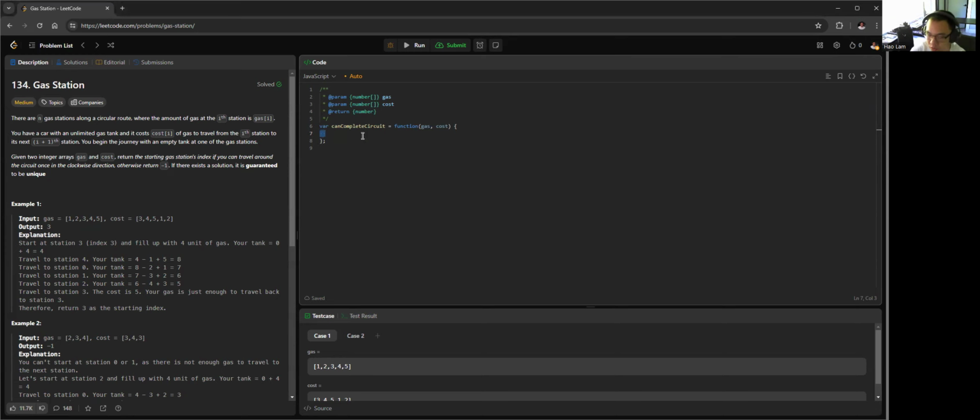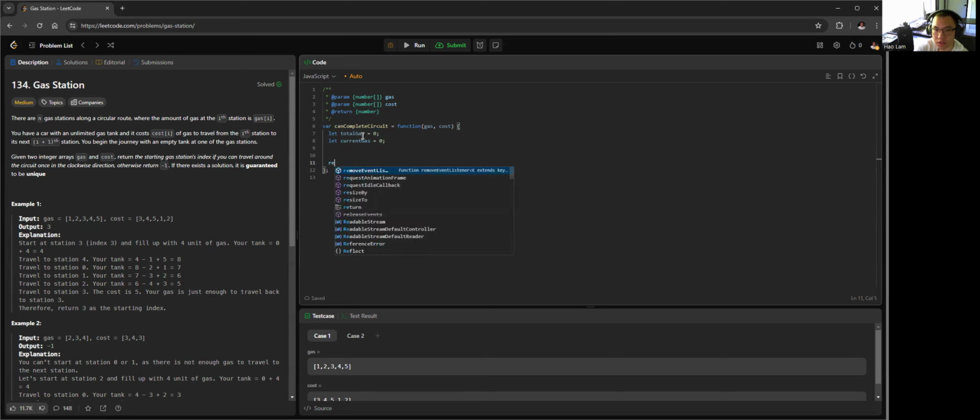Let's code this up. So we're going to have our total gas, the total gas rate in your tank. Just for short, total gas. Right, we can just return. So if the total gas is less than zero, right, we just return -1. If it is greater than or equal to zero, right, we will return the starting station.